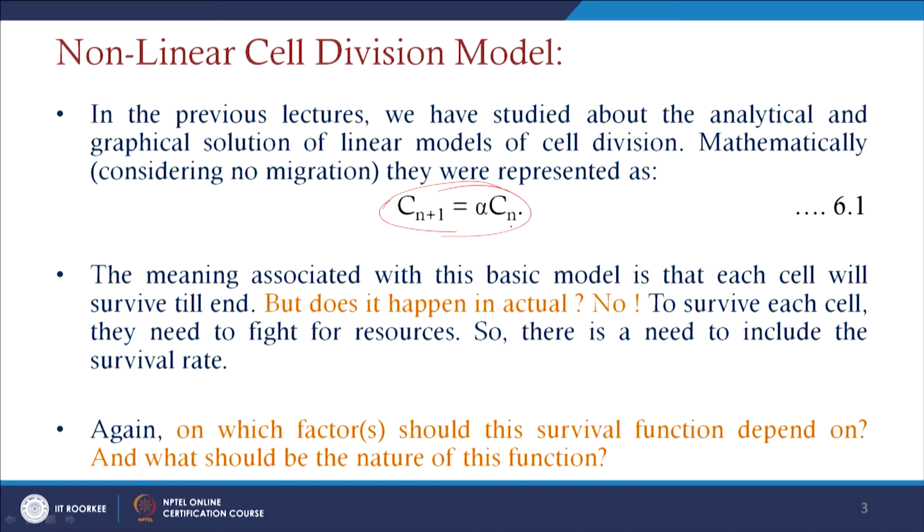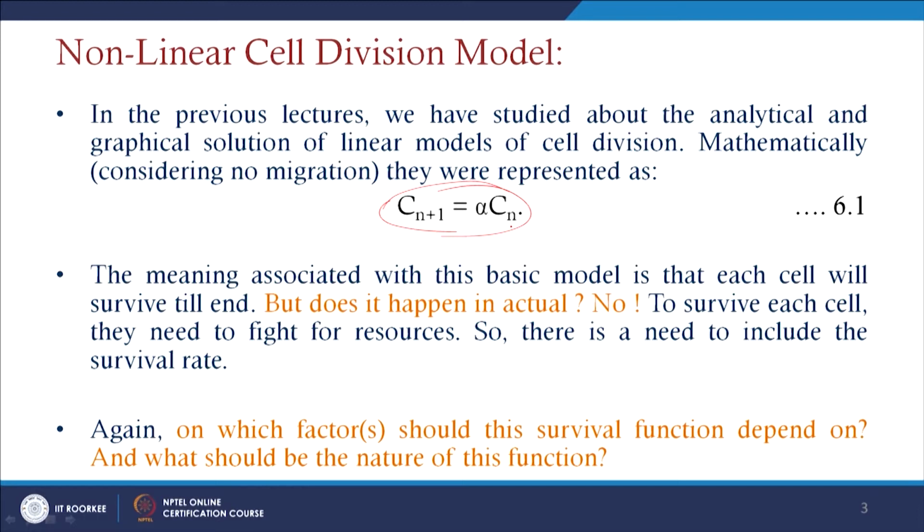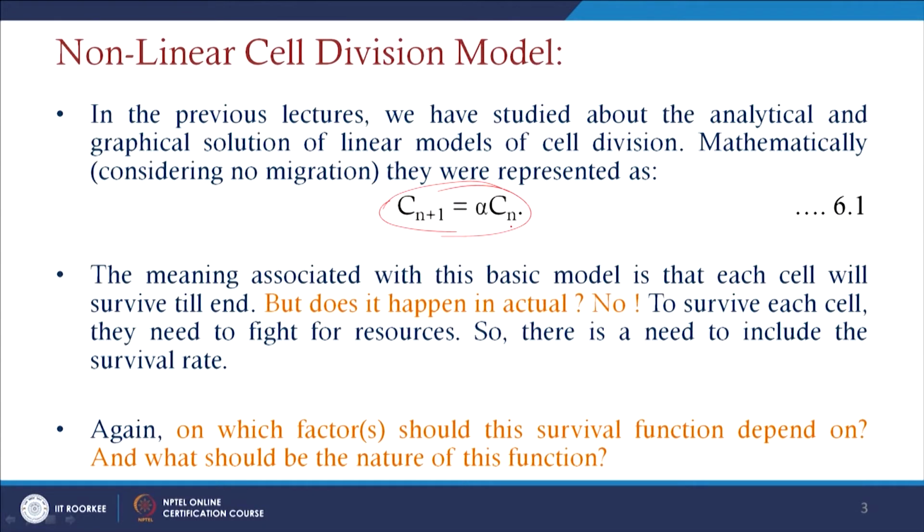The meaning associated with this basic model is that each cell will survive till the end, but does it actually happen? No, since sometimes the cells die due to unequal distribution of food or deficiency of food, or there is competition between the cells. To survive, each cell needs to fight for resources. So, there is a need to include the survival rate, how much percentage of cells finally exist after a certain period. Again, on which factors should the survival function depend, that we have to consider when we go for a mathematical model, and what should be the nature of this function.